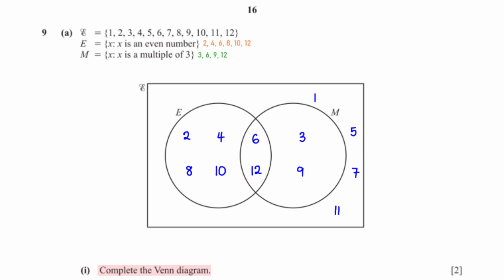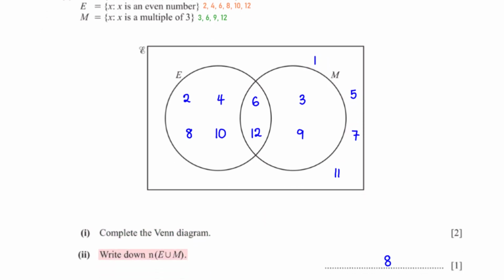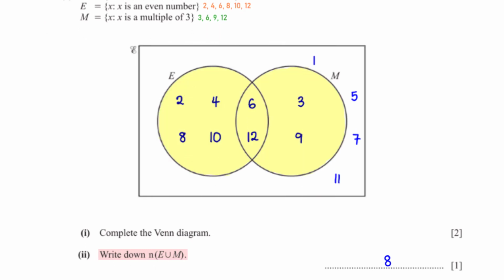The elements in set E that are not in set M are 2, 4, 8, and 10. And the elements in set M that are not in set E are 3 and 9. The remaining elements in the universal set that are neither in sets E or M are 1, 5, 7, and 11. Write down the number of elements in E union M. The number of elements in this region are 8 in total.